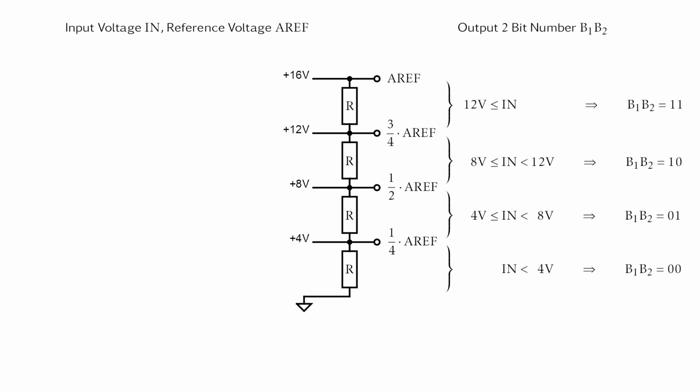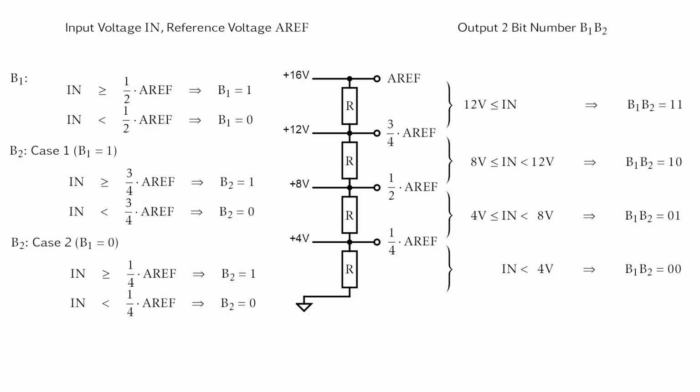Here, any input voltage between 0 and 4 volt gets the number 0, 0, a voltage between 4 and 8 volt gets 0, 1, and so on. Analog comparison comes into play when deciding the individual bits of this output. The high bit B1 is 1 if and only if the input voltage is at least 8 volt. This can be decided by comparing the unknown input voltage to half the reference voltage. The next bit B2 can be set by comparing the input voltage to either 1/4 or 3/4 of the reference voltage depending on the first bit.